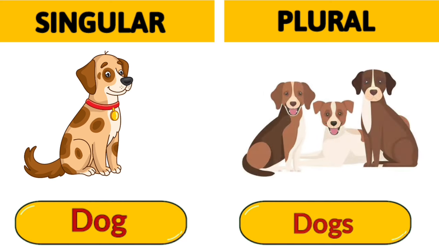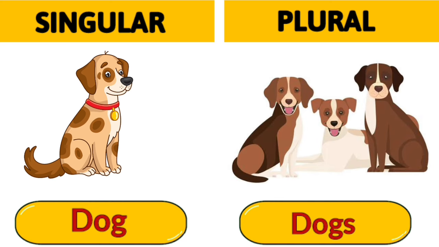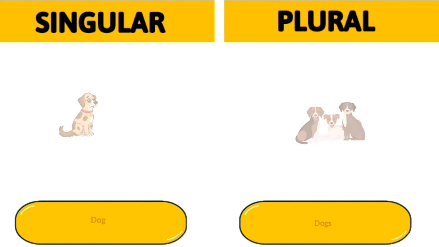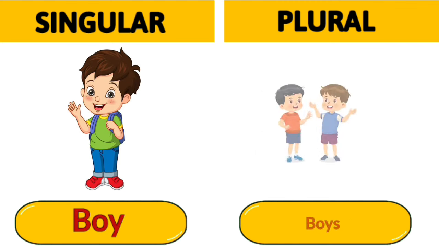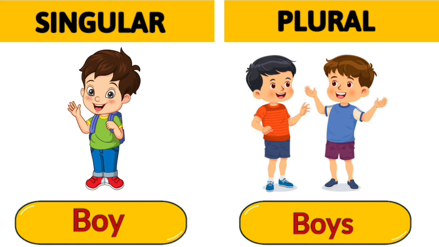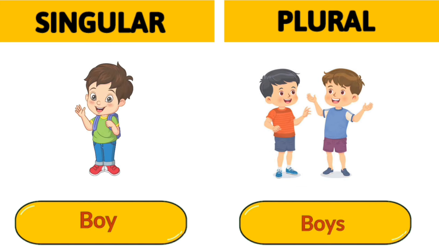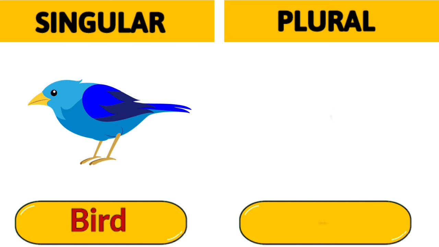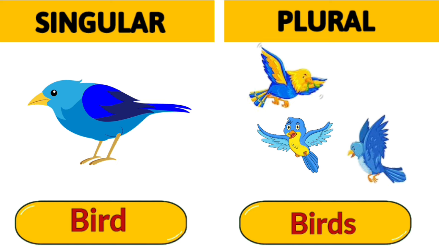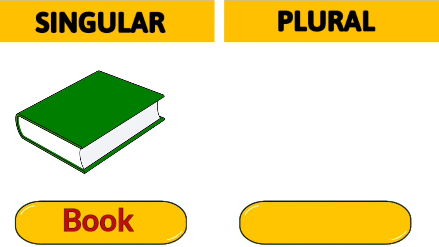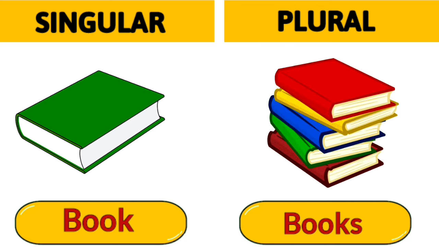Dog. Dogs. The plural of dog is dogs. Boy. Boys. The plural of boy is boys. Bird. Birds. The plural of bird is birds. Book. Books. The plural of book is books.